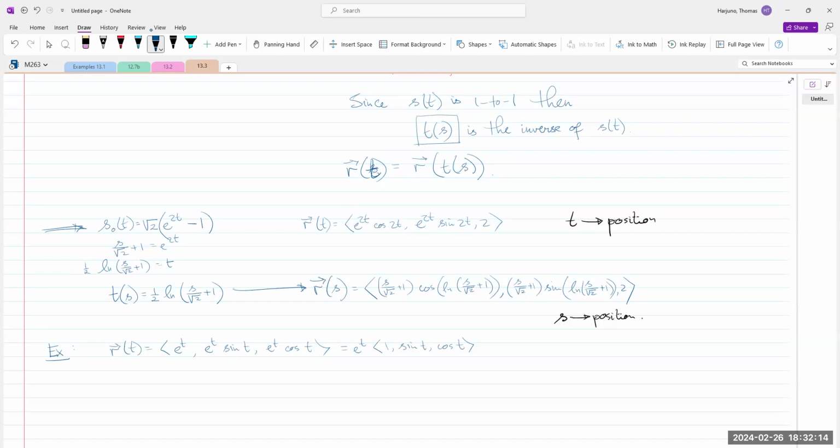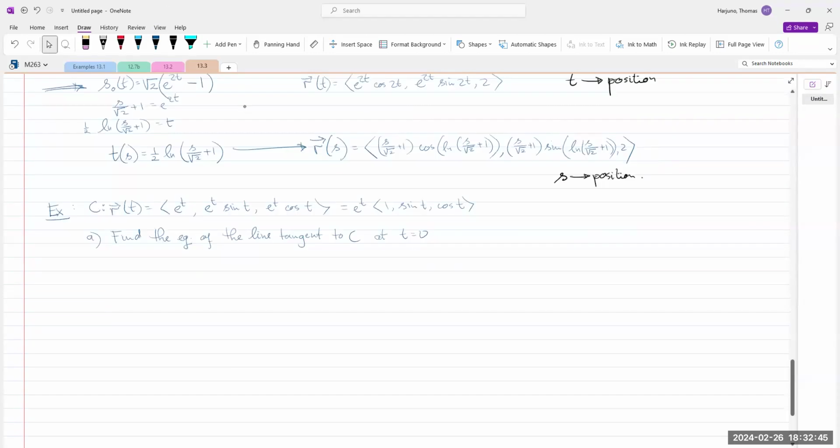And then we want to find part A, find the equation of the line tangent to curve C at t equals 0. Then we need to find first what is R(0). This will tell us the position. R(0) will be 1, 0, 1, right?